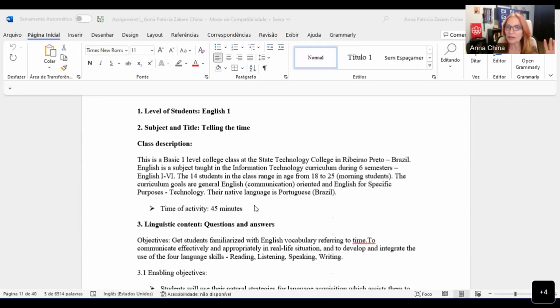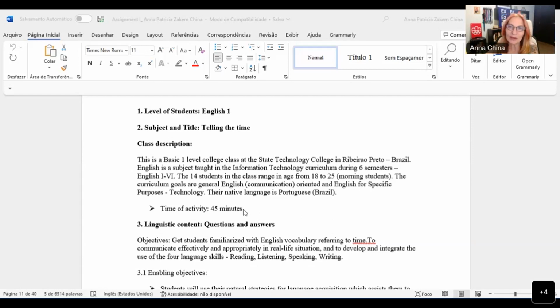Definitely, most of my activities focus on oral. I do a lot of oral because all of the writing and reading they do on the platform to add up all the hours that they need for English. So in the classroom, I try the most to work oral activities. That's why my classes are basically 45 minutes, and that's the time that is given to me in the slot. So I have 2 45-minute classes a week with each group. Of course, I have to design the classes according to the time that is given.